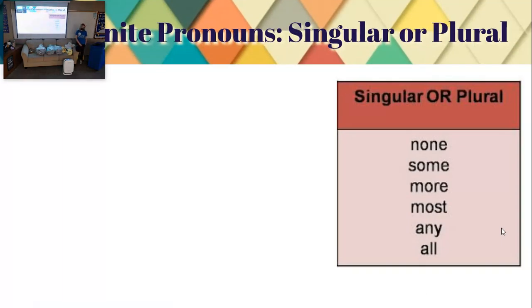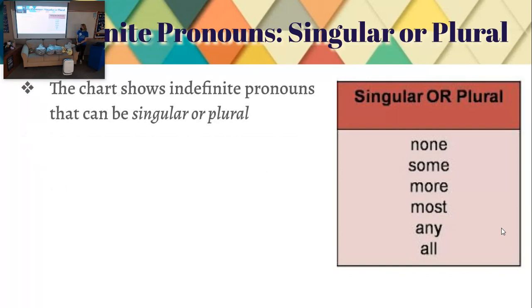Okay, friends. This is where it gets tricky. Lathan, you with me? We're on the paradox still? Okay. Justin, this is where it gets tricky. So this list right here are indefinite pronouns that can either be singular or they can be plural. What? How are we supposed to know that? Oh my gosh, I'm so glad we do.